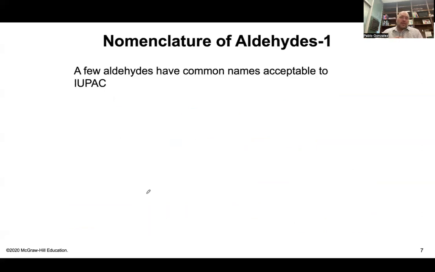Also, we have some common names that are acceptable in IUPAC for some specific aldehydes. This one is known as formaldehyde, which is the formyl group with the two hydrogens on each side, also known as methanal. We have another that is known as acetaldehyde, ethanal. This one has a methyl group on one side and the hydrogen on the other one. That's why it's an aldehyde.